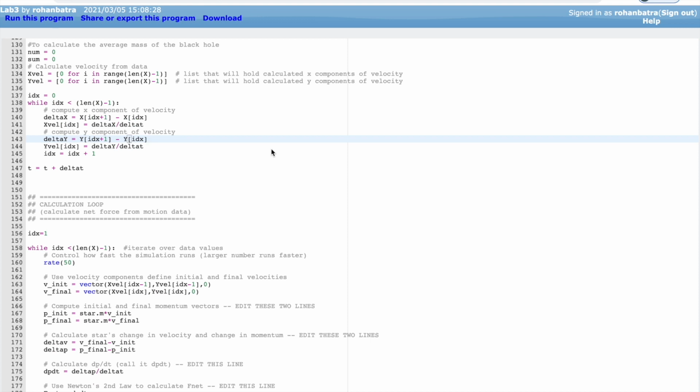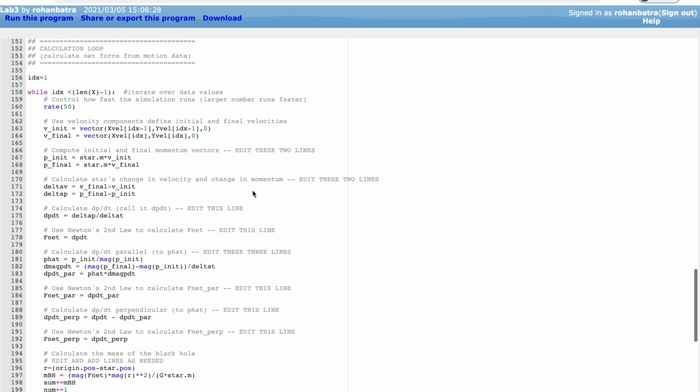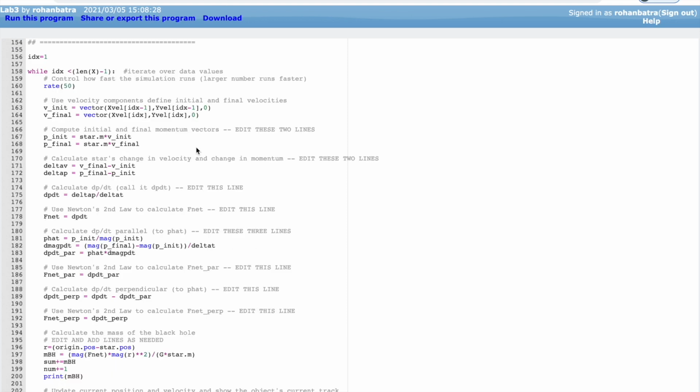In our code, there are two lists that are used to calculate the velocity from the data. The first loop is being used to store values inside the lists. In our second loop, the main changes and calculations are performed that are used to calculate the net force from motion data. The values for final and initial velocity are depicted here. To calculate the final and initial momentum, we have multiplied the star's mass by the final and initial velocity respectively.